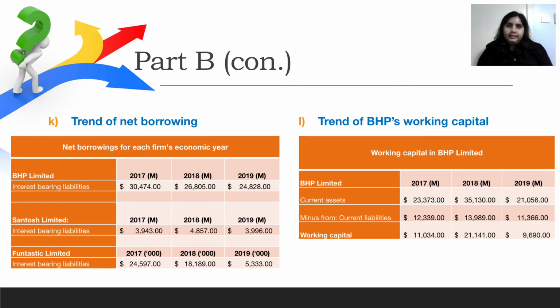As you can see in the slide, the net borrowing trend for each company is slightly decreasing, and in 2019, compared to 2017 and 18, the amount of net borrowing is reduced in all companies. Furthermore, the trend of working capital in BHP Limited in 2019 is low compared to 2017 and 18 due to a decrease of current assets. Moving into the next slide.